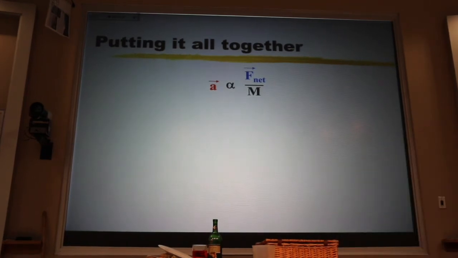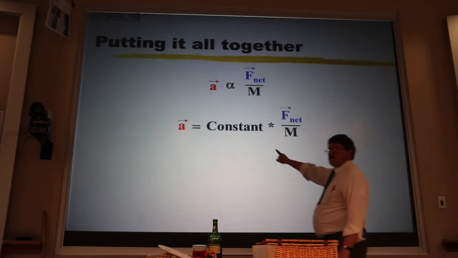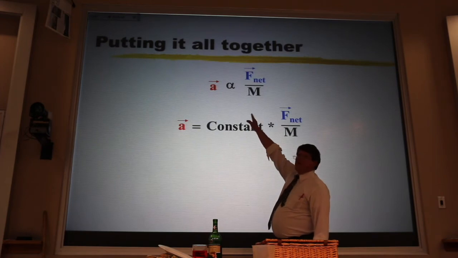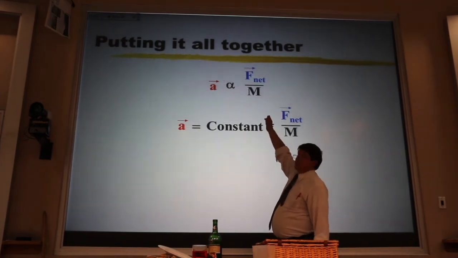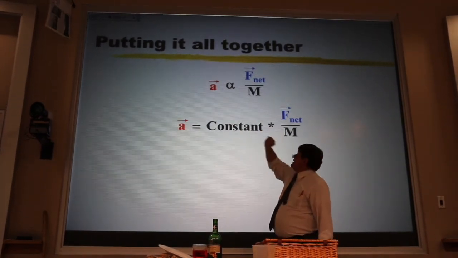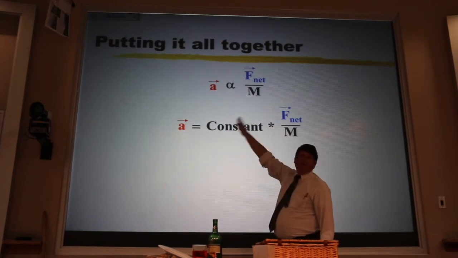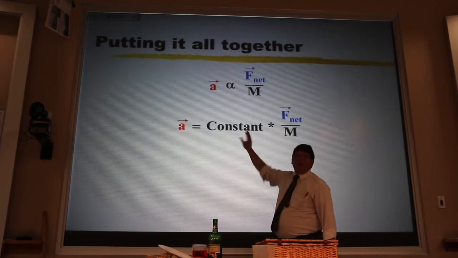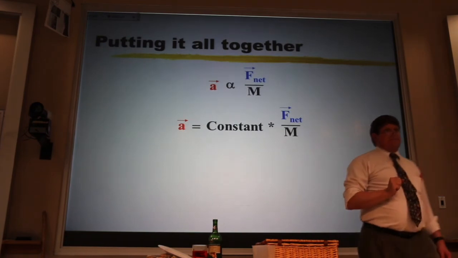Anytime I have a proportionality, I can replace that with an equal sign, provided that I include a constant. That proportionality symbol doesn't mean that the right is equal to the left. It just means that if I double the right, I double the left. So I have to put a constant of proportionality in there.